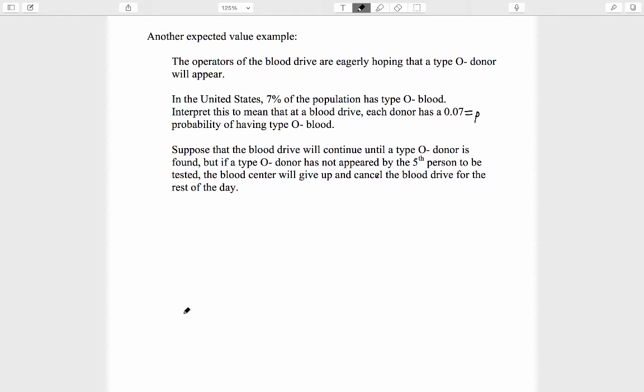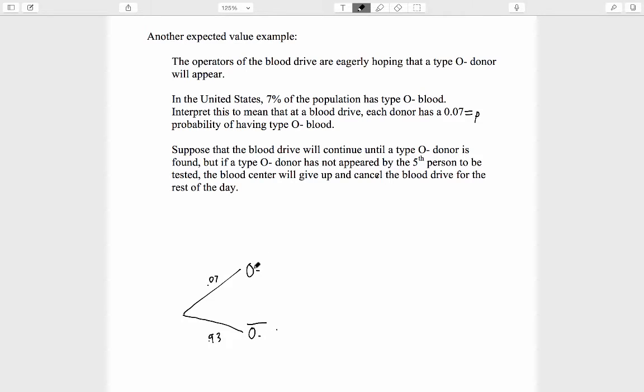It's helpful to start drawing the tree that goes along with this experiment. At the first testing, either the first person tested has O negative blood, or the first person tested does not have O negative blood. It is with 0.07 probability that the first person does have O negative blood, and therefore the blood drive can stop right there. And it is with a 0.93 probability that the first donor does not have type O negative blood, and therefore the blood drive needs to continue.